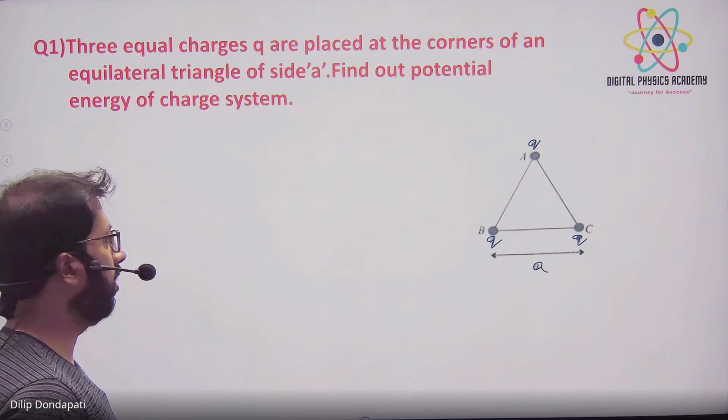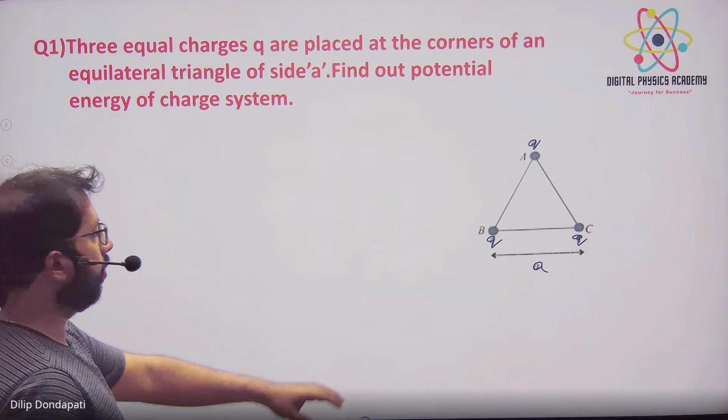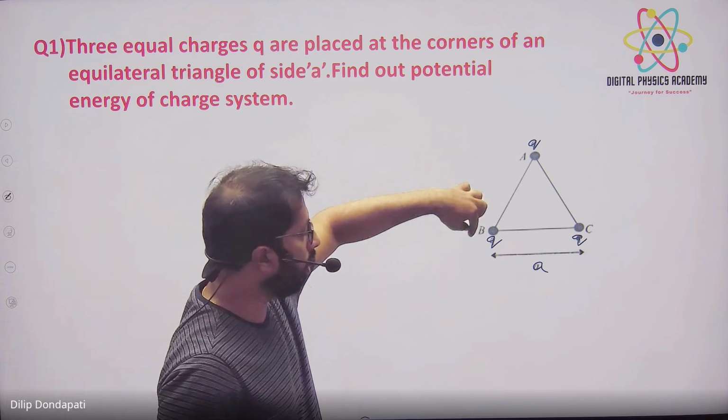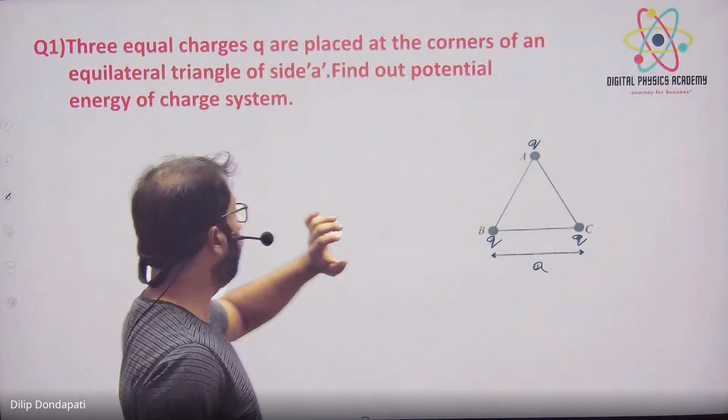3k square by A. 3k square by A. K Q1 Q2 is Q square by A, plus 3 K Q square by A.